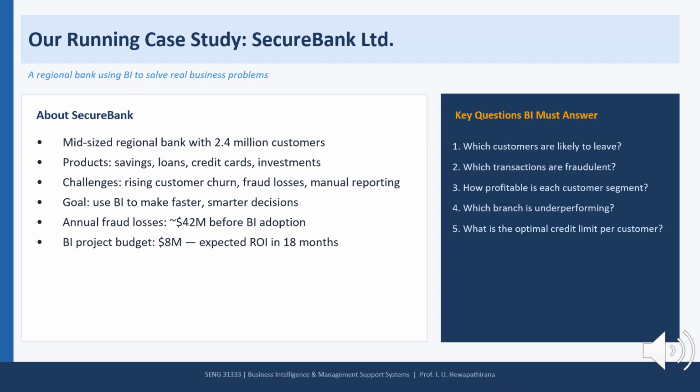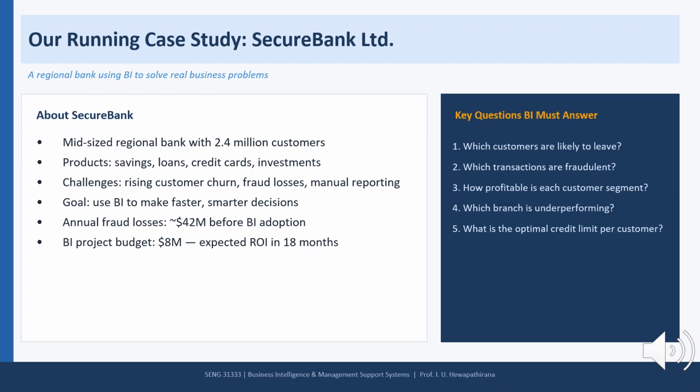Now, the reason Secure Bank decided to invest in business intelligence was because they were facing 3 serious challenges. First, their customer churn rate was rising, meaning customers were leaving for competitors, and the bank did not know why until it was too late. Second, they were losing approximately $42 million every year to fraud. And third, their internal reporting was entirely manual. Teams were spending days compiling spreadsheets instead of making decisions. Their response was to invest $8 million in a BI program, with an expected return on investment within 18 months.